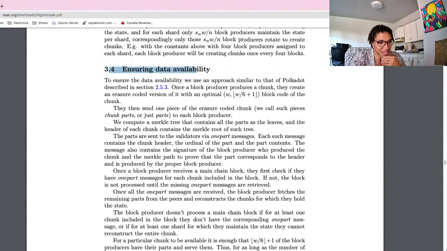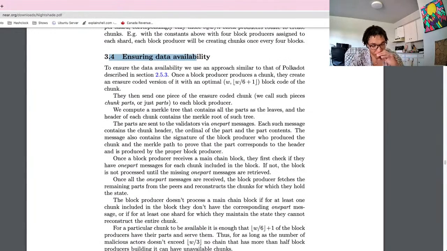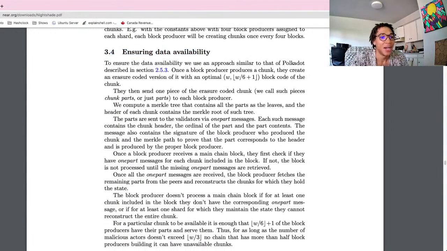So 3.4, ensuring data availability. This is always where I get into it when I start looking into blockchain or layer two solutions or scalability solutions. It's like, okay, well, you have trade-offs, right? If you're going to increase scalability or even increase security, what are you losing out on?